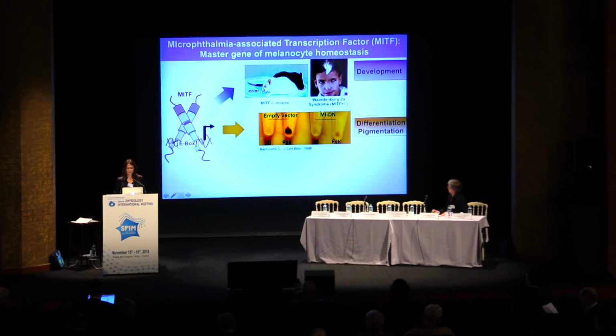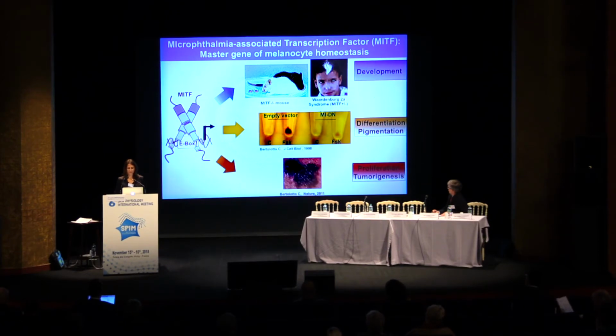MITF is also important for the differentiation and pigmentation process. Years ago, when I was a PhD student, we showed that cyclic AMP elevating agents, here forskolin, shown as cell pellets and in vials, stimulate melanin synthesis. And when we use a dominant negative form of MITF, the melanin synthesis is dramatically decreased in response to cyclic AMP elevating agents. And finally, MITF is also important for melanoma. We identified the first pro-oncogenic mutation in MITF that predisposes carriers to melanoma, and we will talk about this mutation later on.